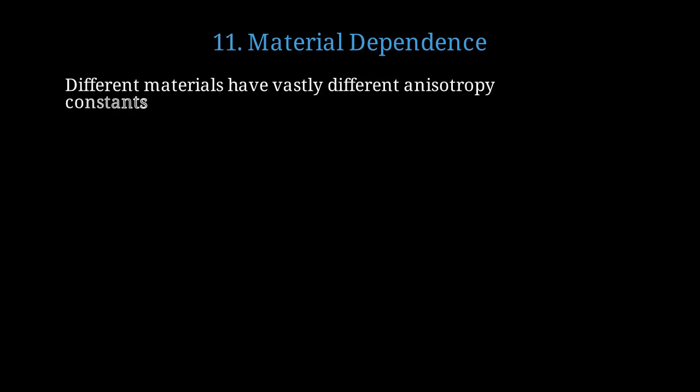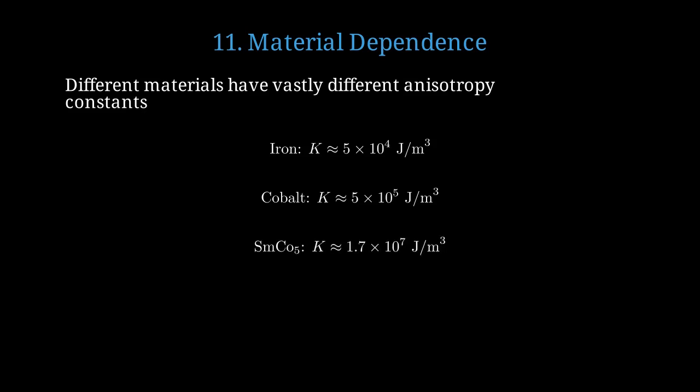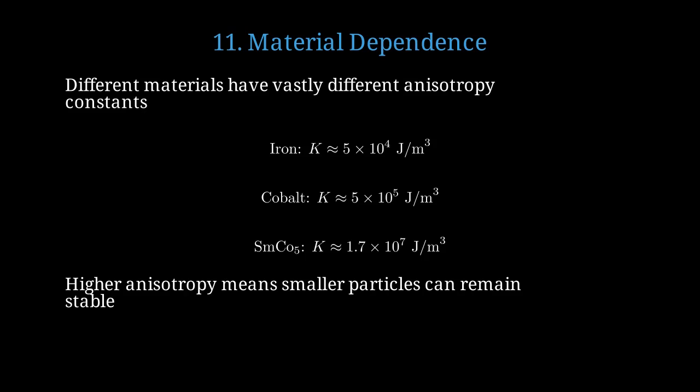The superparamagnetic limit varies dramatically with material choice. Different magnetic materials have vastly different anisotropy constants, leading to very different size limits. Iron has an anisotropy constant of about 5 times 10 to the 4th joules per cubic meter. Cobalt has a much higher anisotropy of about 5 times 10 to the 5th joules per cubic meter. Samarium cobalt-5 has an extremely high anisotropy of about 1.7 times 10 to the 7th joules per cubic meter. Materials with higher anisotropy can maintain stable magnetization at much smaller sizes.